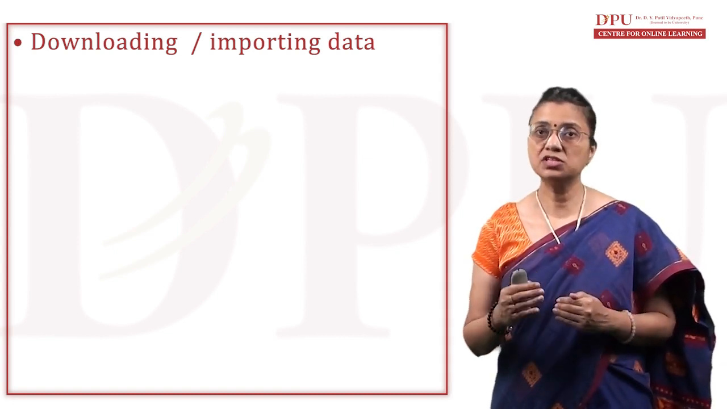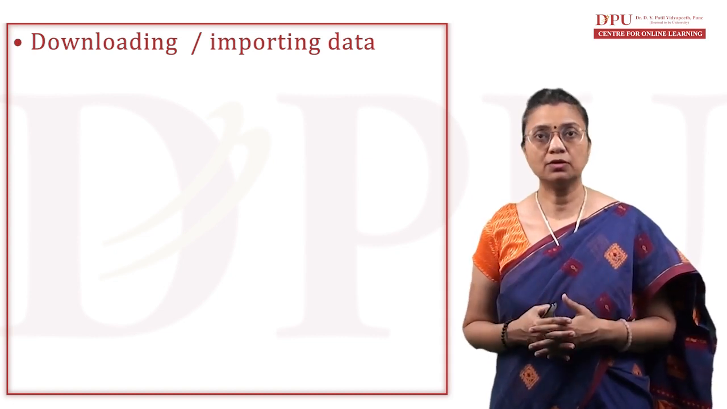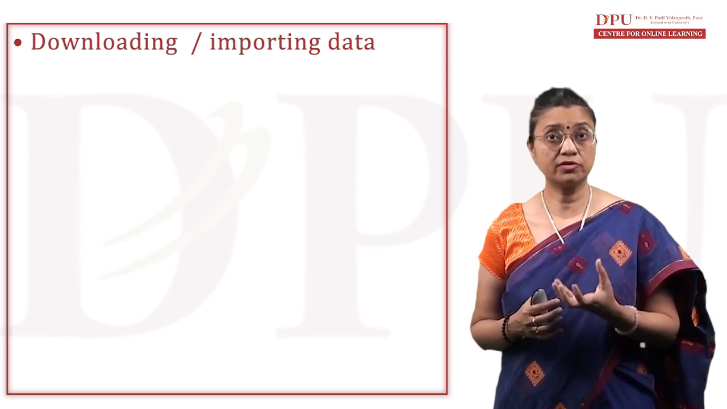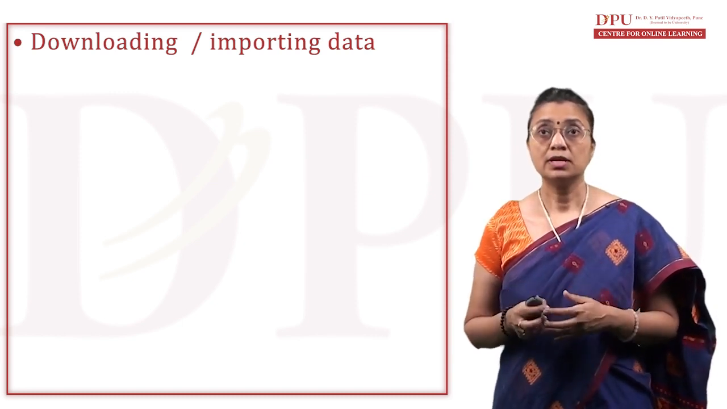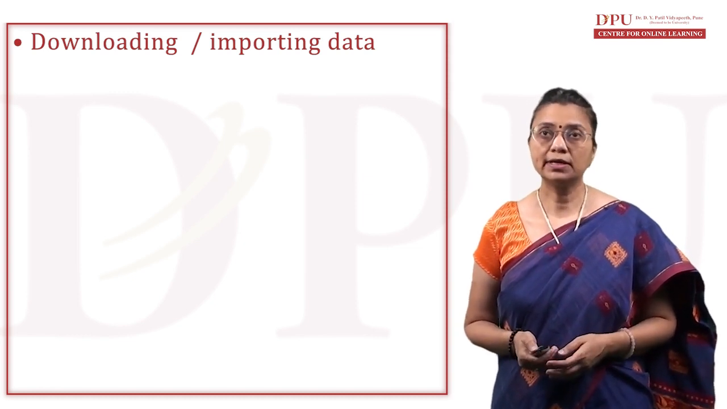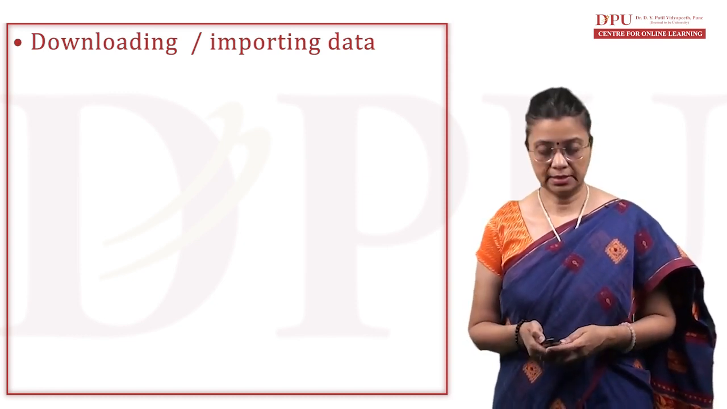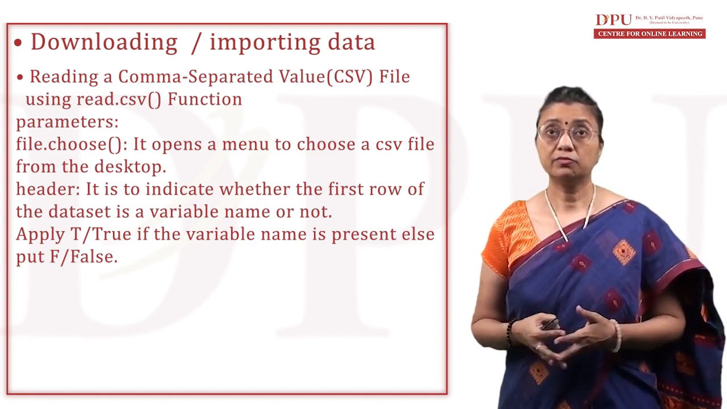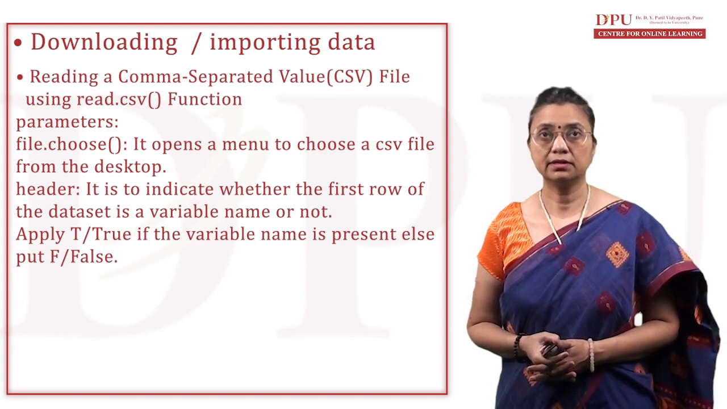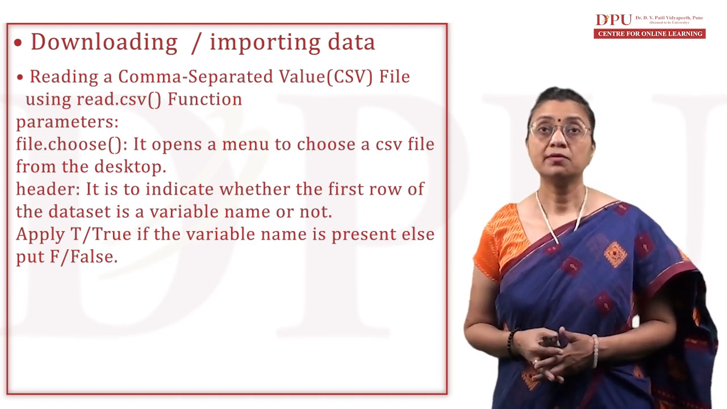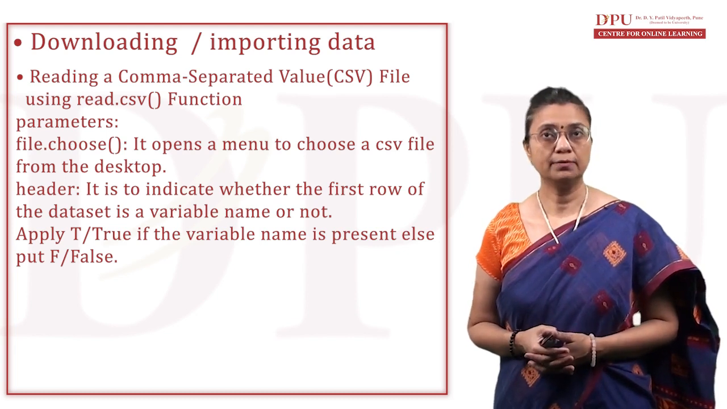I have reached a location, but why have I reached that location? Because I want to import data. I want to fetch data from that location. So now we will understand the concept of downloading or importing the data. Let's see how it is done. First of all, when we are downloading or importing the data, we are reading a comma separated value file. We call it a CSV file.